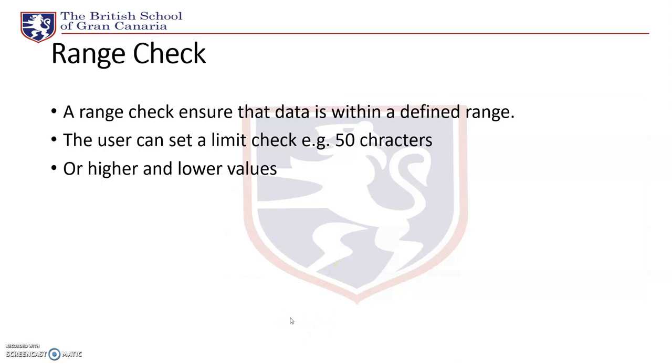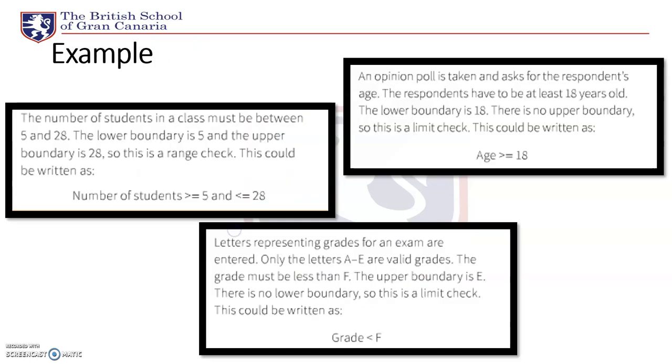Now, the next one is a range check. This check ensures that the data is within a defined range. So, for example, the user can set a limit check to 50 characters or higher and lower values. Now, here are some examples of validations. The number of students in a class must be between 5 and 28. The lower boundary is 5 and the upper boundary is 28. So this would be a range check.